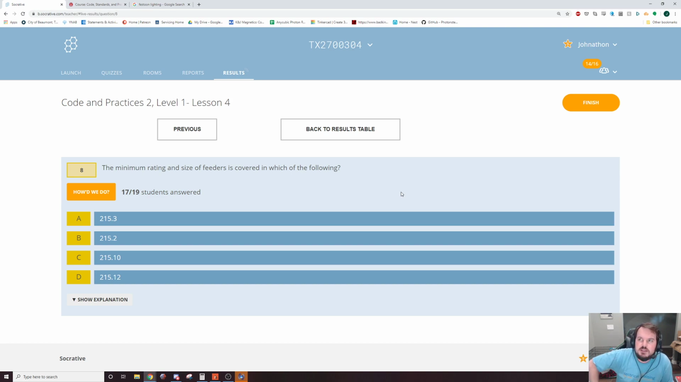Minimum rating and size of feeders is covered in which of the following? Well, that's obviously in 215. Minimum rating and size. So you can just flip to 215, and that really feels like it's going to be a title of a section. Minimum rating and size is 215.2. That's the title of 215.2. There you go.